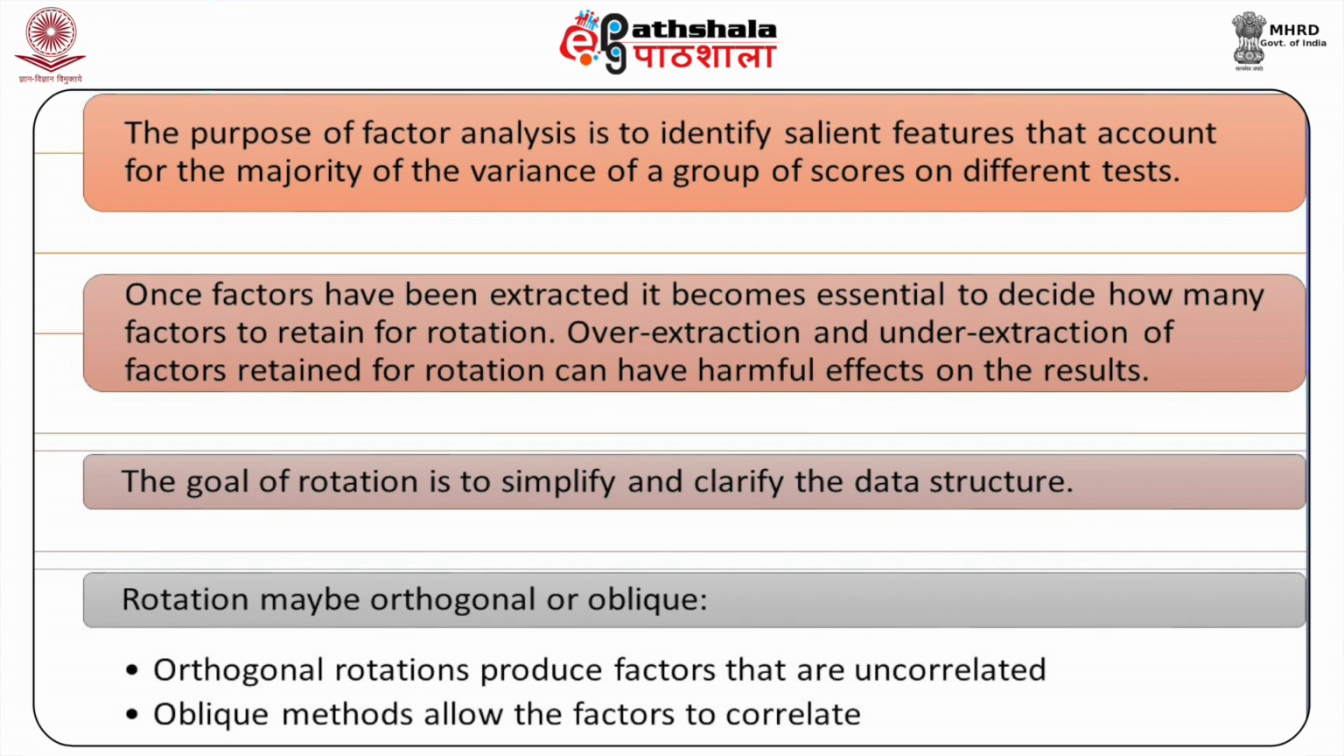The goal of rotation is to simplify and clarify the data structure. Rotation may be orthogonal or oblique. Orthogonal rotations produce factors that are uncorrelated. Oblique methods allow the factors to correlate. In the following module, orthogonal and oblique rotations have been discussed. This module also focuses on the interpretation of the factors by analyzing the loadings of each factor on the variables.